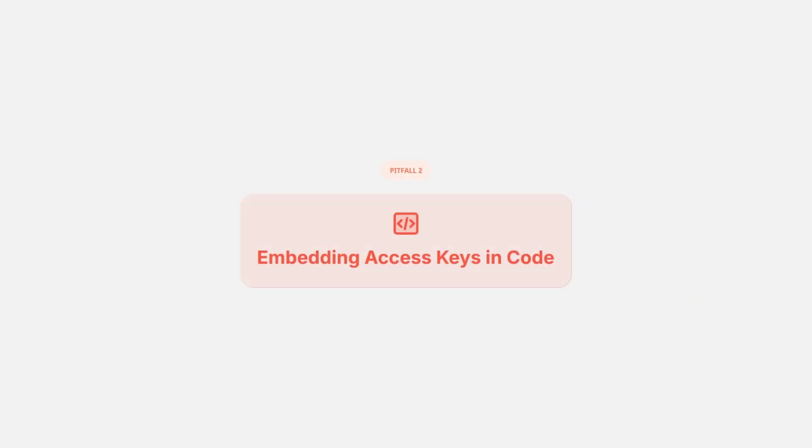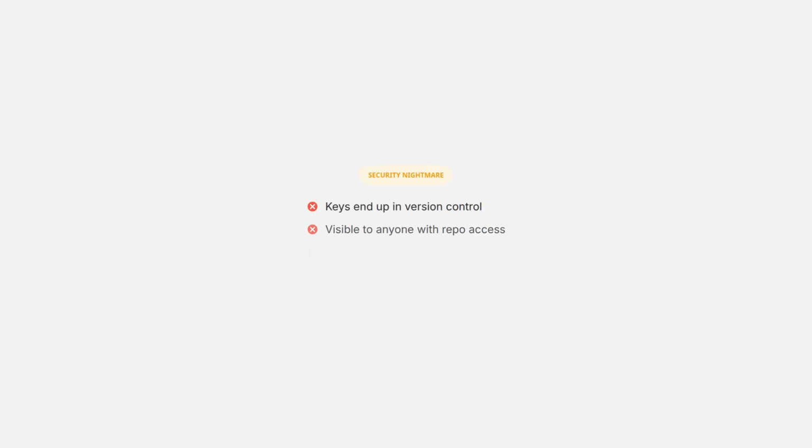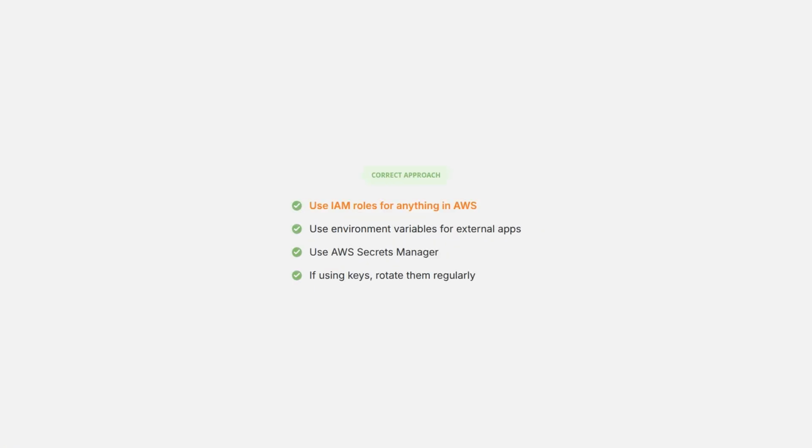Pitfall 2. Embedding access keys in application code. This is a security nightmare. Keys end up in version control. They're visible to anyone with repo access. They don't expire. They're hard to rotate. Correct approach: use IAM roles for anything running in AWS. For external applications, use environment variables or AWS Secrets Manager. If you absolutely must use access keys, rotate them regularly.